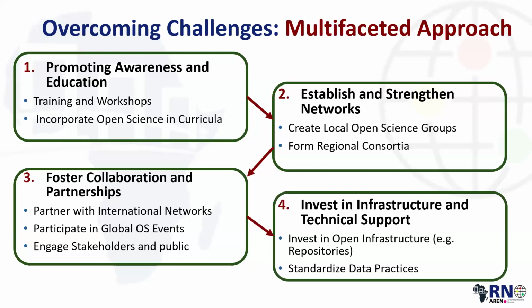And then number 4 is investing in infrastructure and technical support. If we don't have the platforms, if we don't have the tools, if we don't have the resources, it will be difficult to practice this. If we don't have people that are training researchers, that are providing support when there are technical issues in using some of these platforms, then it will create a block, right, in the process of adopting these principles. So it is important to invest in open infrastructure and then to standardize how certain practices are done within the open science landscape.